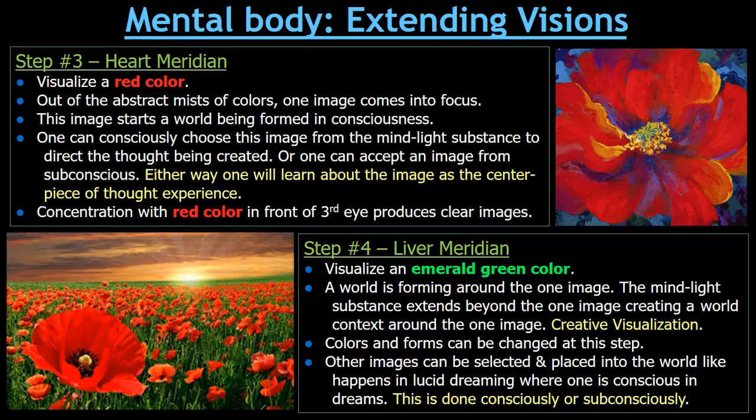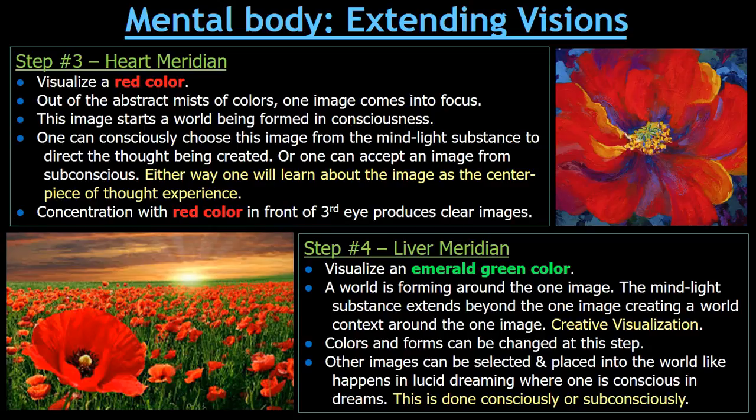These steps are called extending visions. First, step 3. It's the heart meridian. Visualize a red color. Now, out of the abstract mists of colors, which comes from step 2, one image comes into focus. This image starts a world being formed in consciousness, but it starts with one clear image, one clear idea, one clear concept, one clear starting point. One can consciously choose this image from the mind light substance in step 2 to direct the thought being created.